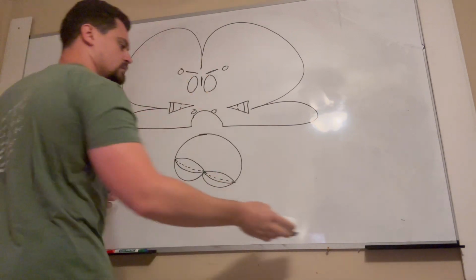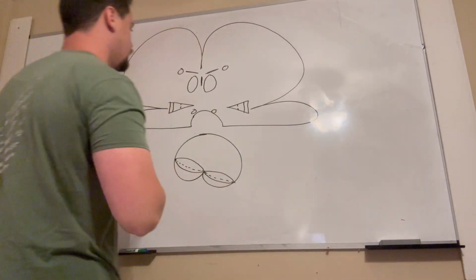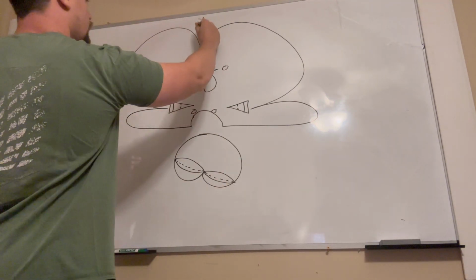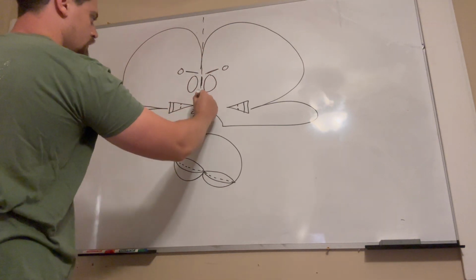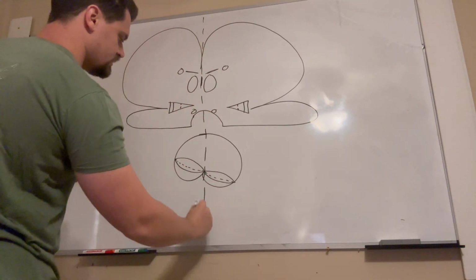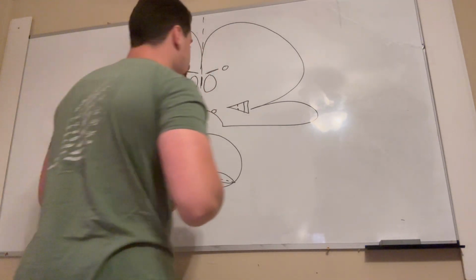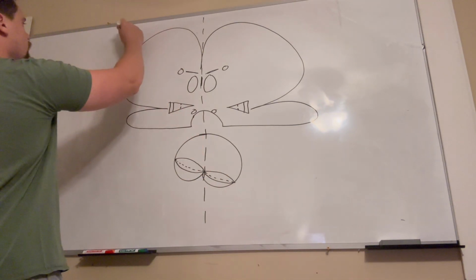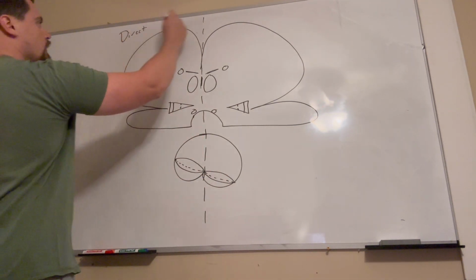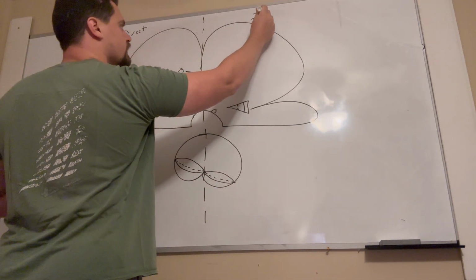All right. So how we'll do it is we will split this up into two cross sections. I'll have the direct pathway on this side, and then we'll have the indirect on this side.